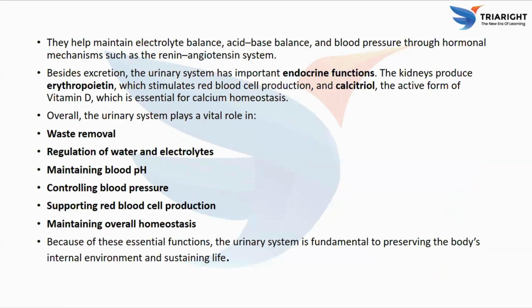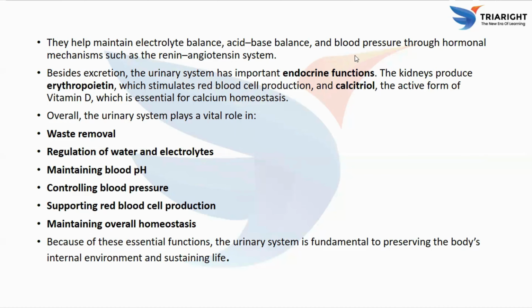So, maintaining electrolyte balance, acid-base balance and also blood pressure. The urinary system, especially the kidneys, helps to maintain the electrolyte balance. It keeps the right amount of sodium, potassium, chloride, calcium and the other ions. These electrolytes are essential for muscle function, nerve signals and also hydration. It also maintains the acid-base balance, nothing but the pH control. The kidneys remove the extra acids or bases to keep the blood pH around 7.35 to 7.45. If this balance is disturbed, the whole body is affected.